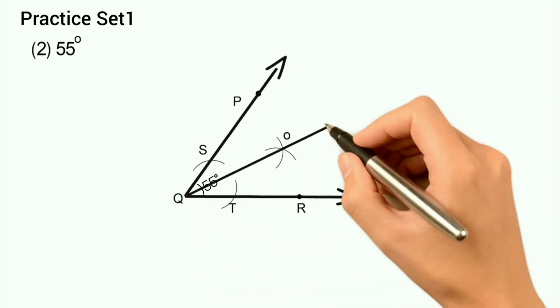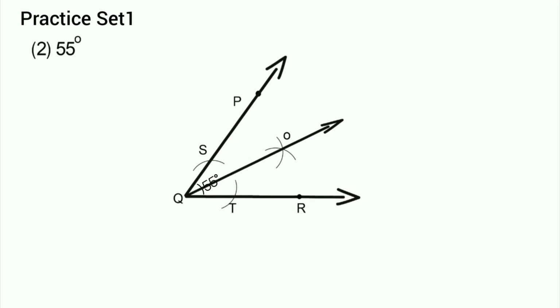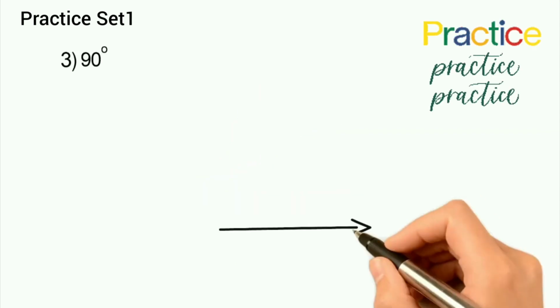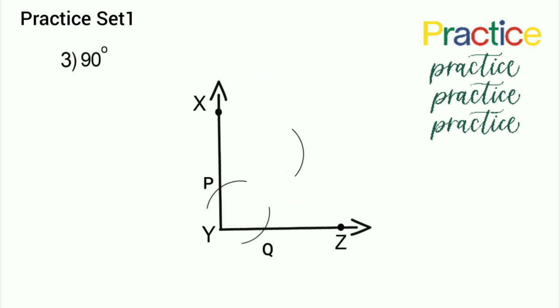Draw ray OQ. OQ is the bisector of angle PQR. Angle PQO and angle OQR are equal in measures. Students, I have solved the two sub-questions of the second question of this practice set. Now you have to solve the remaining sub questions personally for better practice.